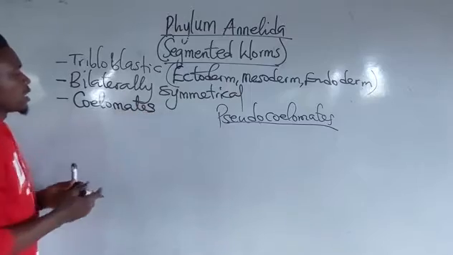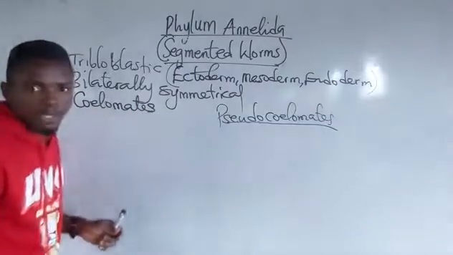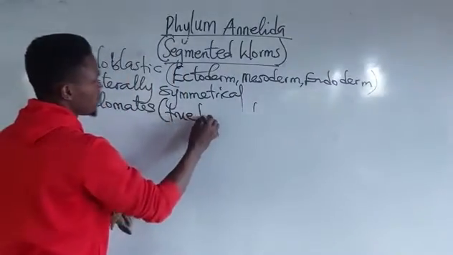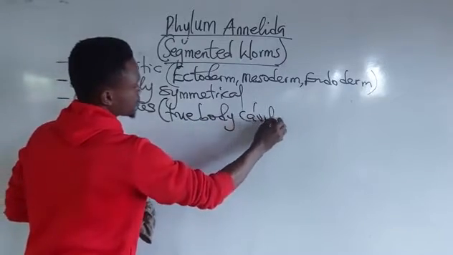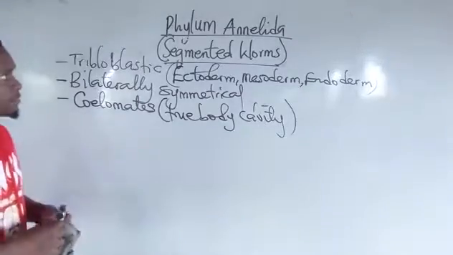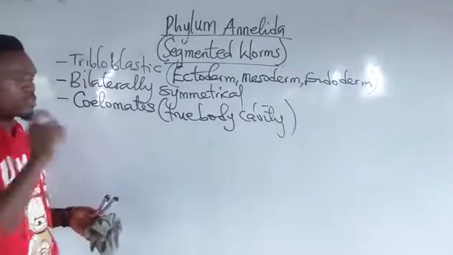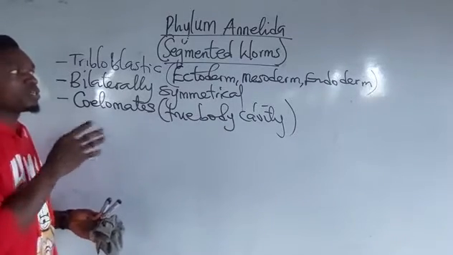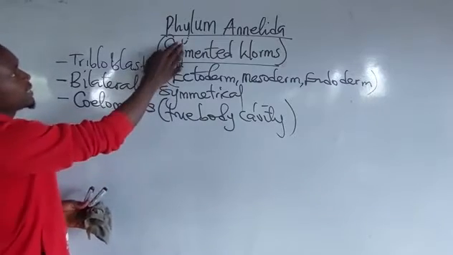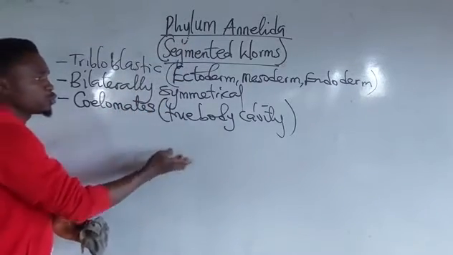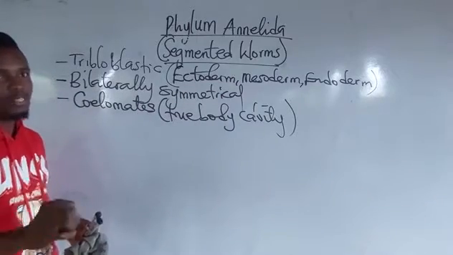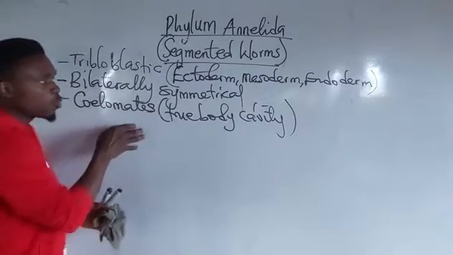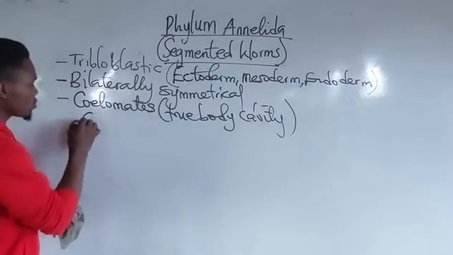For them to be called coelomates, it means that they have a true body cavity. Phylum Nematoda, pseudocoelomates. Phylum Platyhelminthes is acoelomate, which means without body cavity. Then the annelids are coelomates, true body cavity. Please take note of that. The cavity possessed by these worms is made up of a fluid called coelomic fluid.